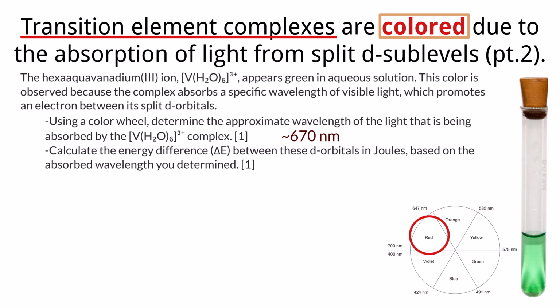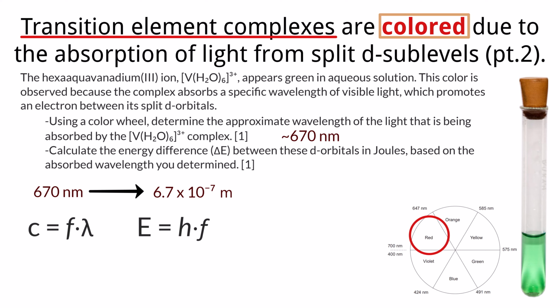From there, we can take our estimated wavelength, convert nanometers into meters, and use our two equations to determine the energy difference. We first plug our wavelength into the first equation to get frequency, and then use that frequency value in the second equation to calculate the energy. Follow along with the animation to see the final answer.